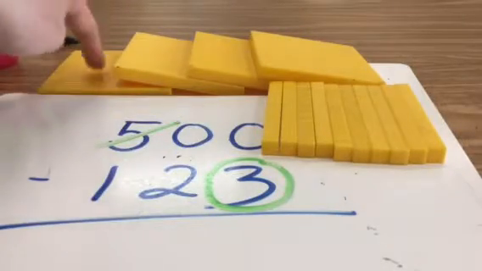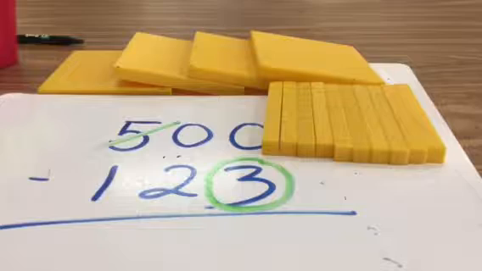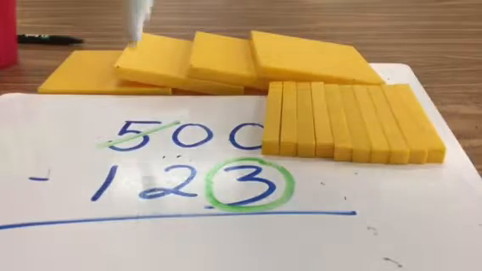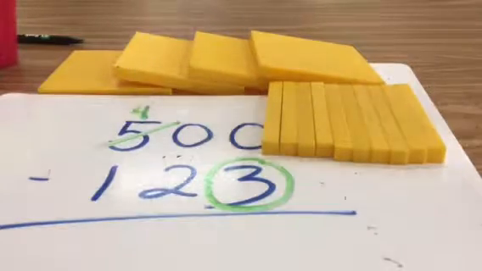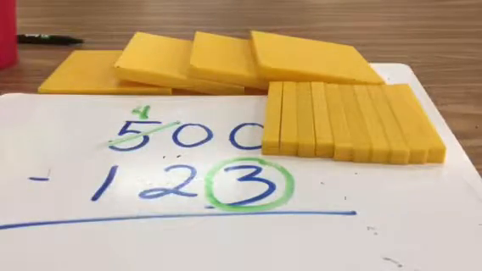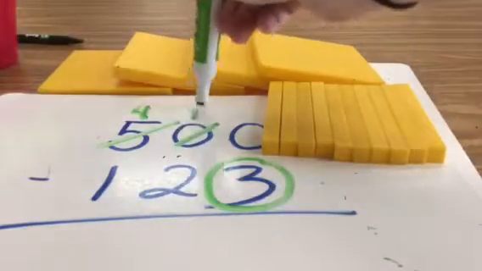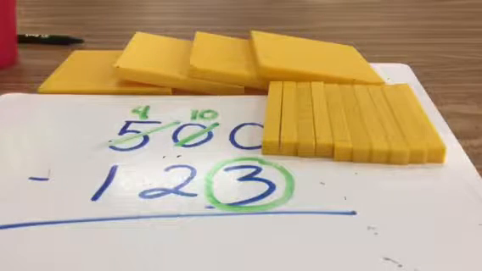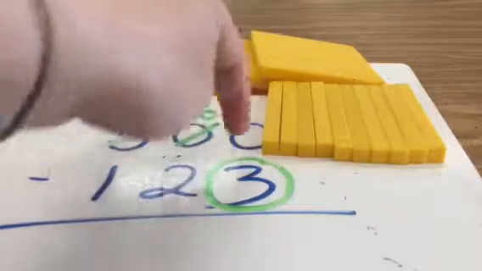So now how many flats do I have left? How many of the hundreds? I do not have 5 anymore. I now have 4. And I don't have 0 tens anymore. I now have 10 tens because I borrowed for 10 more. So now can I do my ones? 0 take away 3?